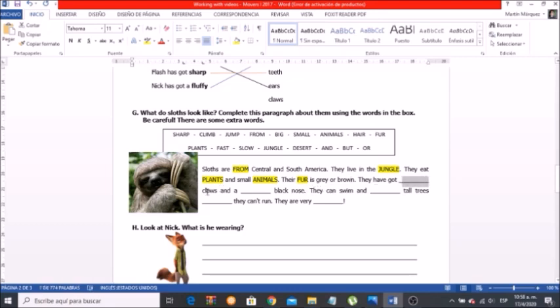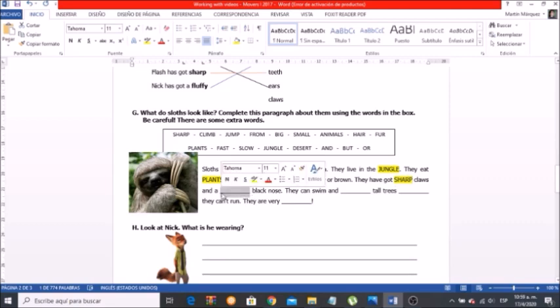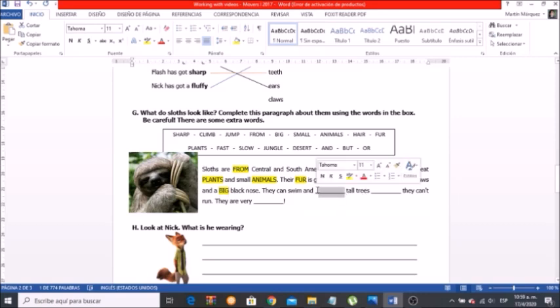They have got claws. What is the meaning of claws? Very good. Claws. These are claws. Las garras. Entonces, podemos decir, they have got sharp claws. Garras afiladas. And a, very good, and a big black nose. They can swim and tall trees. And, very good, and climb tall trees.